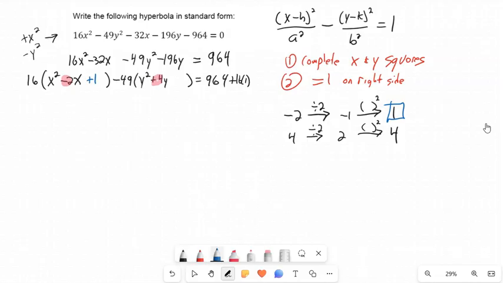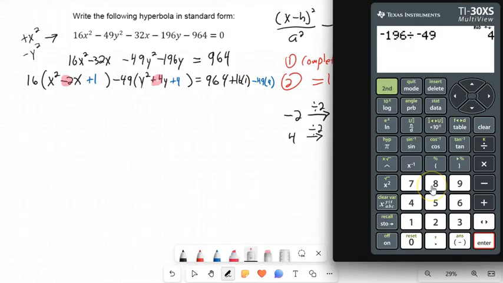I need to add a 4 for the y. But what I've actually done is I've added a negative 49 times 4. So it might look like you're adding 1 on the left and something different on the right, but we're actually keeping this equation in balance by adding 16 to the left with the 1 inside and minus 196 on the left with a 4 inside, doing the exact same thing on the right. Okay, let's work the right side out. 964 plus 16 times 1 minus 49 times 4, 784.